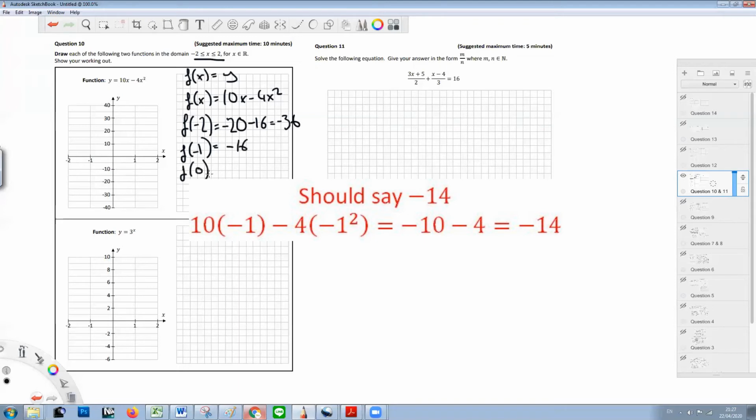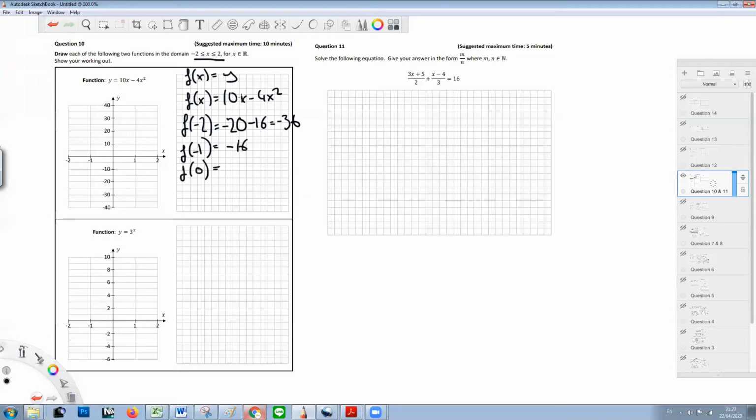f of 0 is just going to be 0, because 10 times 0 is 0, and minus 4x squared with 0 is going to be 0. f of 1 is going to be 10, minus 4, so it's going to be equal to 6. And f of 2 is going to be 20, and 2 squared is 4, 4 by 4 is 16, minus 16, so it's going to be 20 minus 16, so it's going to be 4.